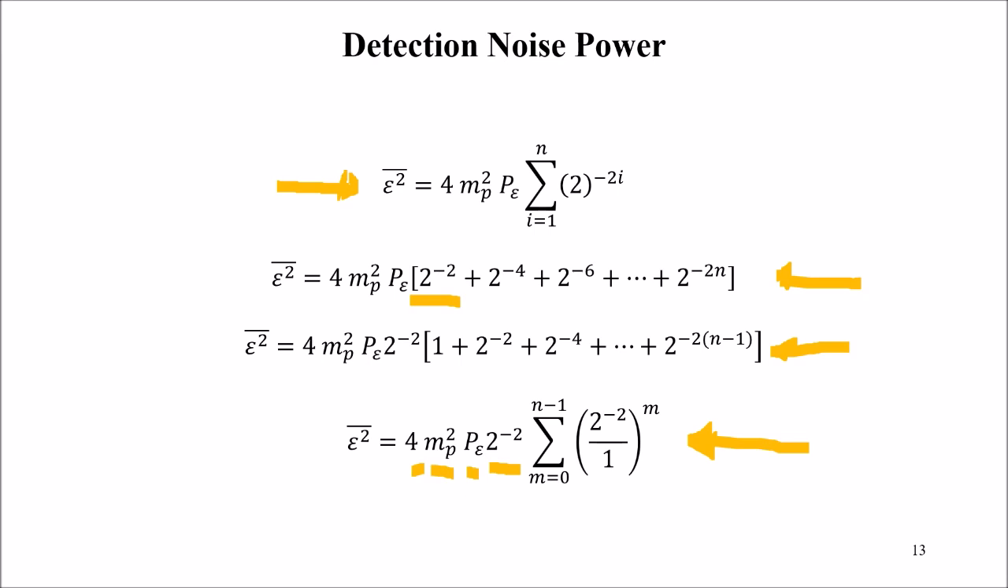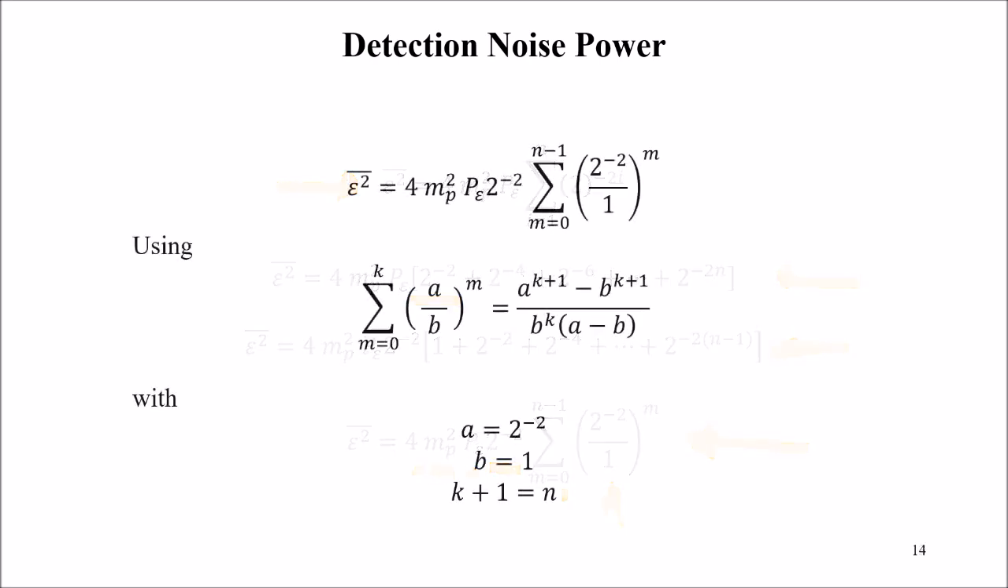And we can sum over index m from 0 to n minus 1. And we have 2 to the power minus 2 divided, and I show it divided by 1 because I want to use that on the next slide. All that raised to the power of m. I haven't changed the summation, just manipulated it a little bit.